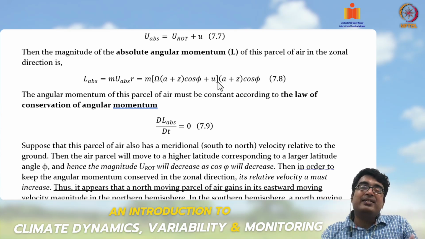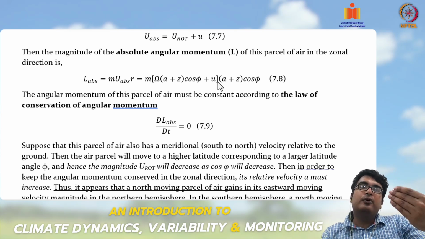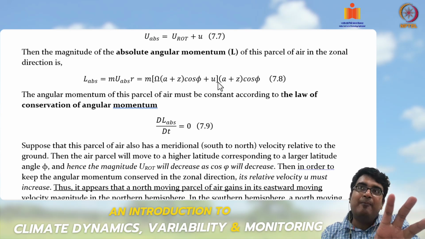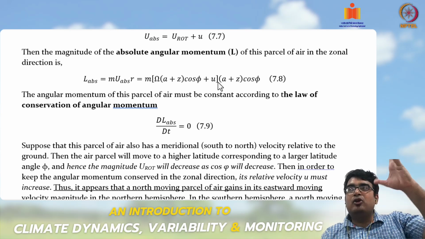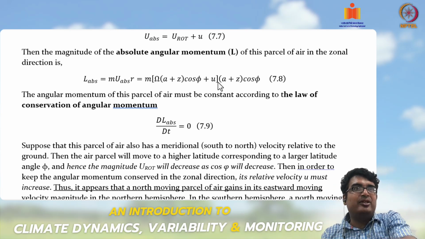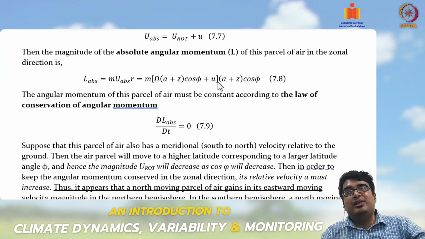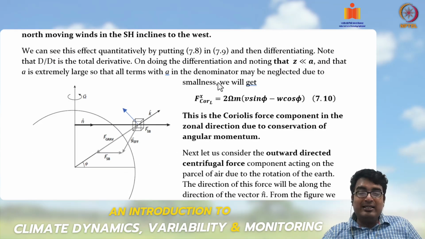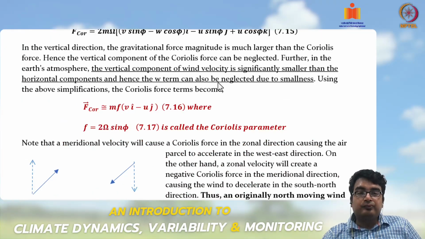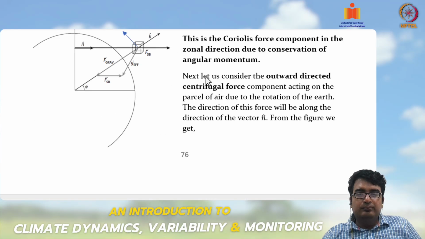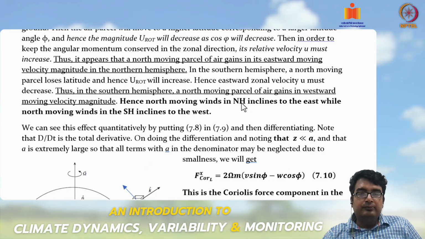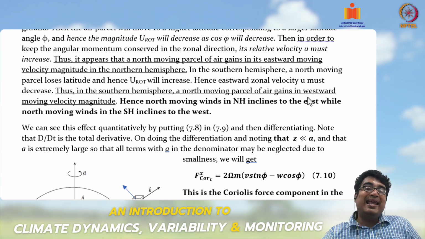So what we will see is an acceleration of this north-south moving parcel in the southern hemisphere in the western direction. In the northern hemisphere, the acceleration will be in the eastern direction. In the southern hemisphere, there is an acceleration in the western direction. So what this means is, in the southern hemisphere, a north moving parcel of air gains in the westward moving velocity magnitude.